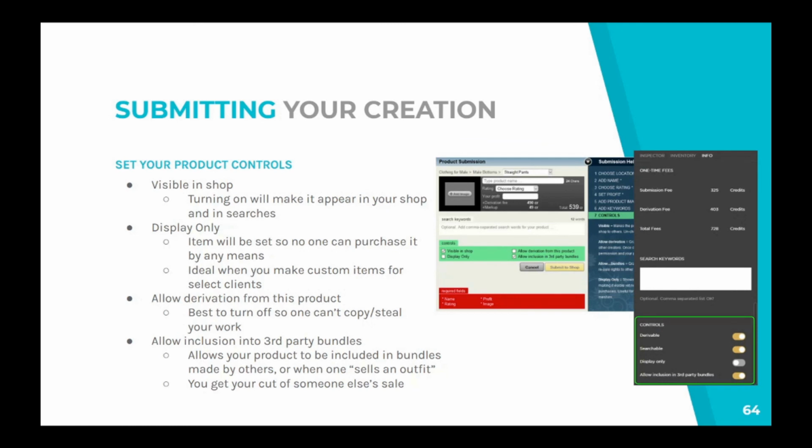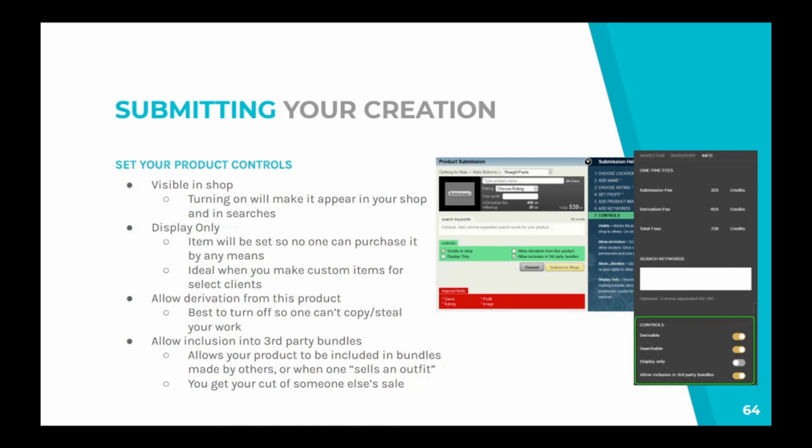Okay, one last thing and then you can submit. You have to set your product controls. On Classic, it's those 4 checkboxes you have there. On Studio, it's those 4 switches we see there. The visible in shop or searchable basically means that if you turn it on, your stuff appears in your shop, it appears in searches, you turn it off, and it vanishes.